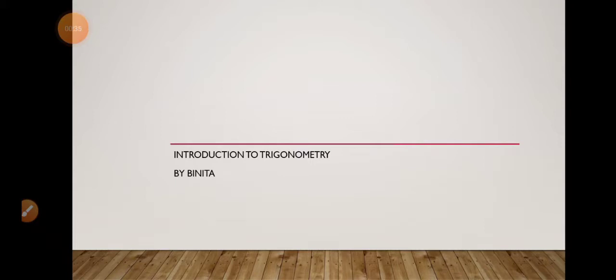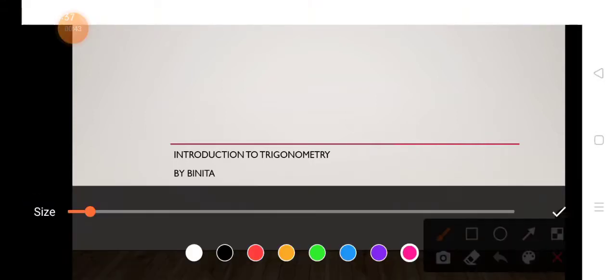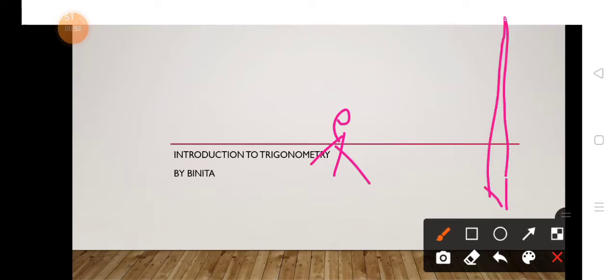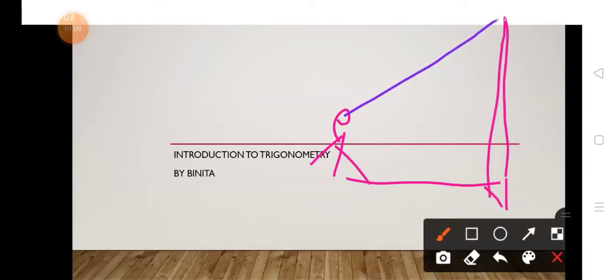I'll give you some examples. You see, suppose that the students of a school are visiting Qutub Minar. Now, if a student is looking at the top, suppose that this is the student here, this is the student here, and then this is the Qutub Minar. I'm just drawing simply. Now, this is the distance from here. Suppose the student is looking at the top of the minar here like this.